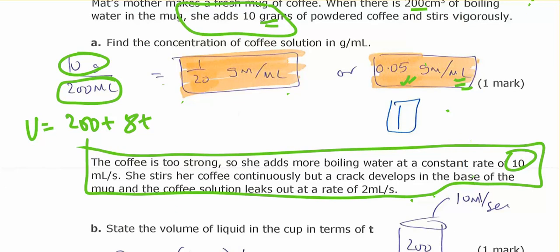Okay, the coffee is too strong, so she adds boiling water at a rate of 10, but she also, out of a crack at the bottom, loses 2. So the volume is increasing in the cup. There was 200 and another 8 mils per second. 10 goes in, but 2 comes out.